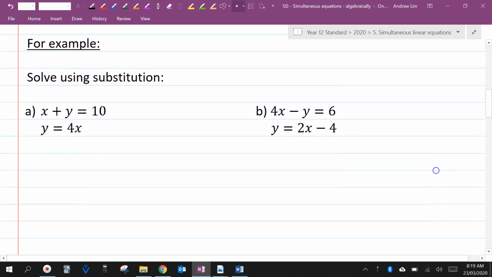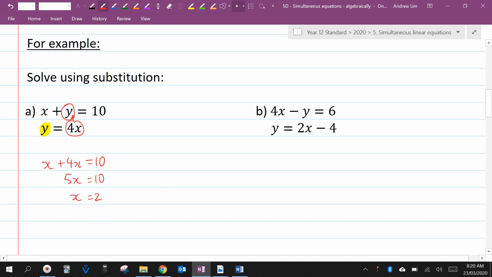So let's have a look at the first example. We're going to solve by using substitution for question A. Here we have two equations, x plus y equals 10 and y equals 4x. In the second equation, we can see that y is the subject of the equation because it is by itself. Y equals something. It equals 4x. Therefore, we can substitute this 4x into the y of the other equation. Seeing that y equals 4x, the first equation reads x plus 4x is equal to 10, or 5x is equal to 10, and therefore x is equal to 2.